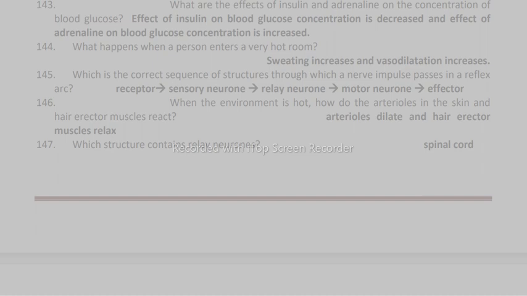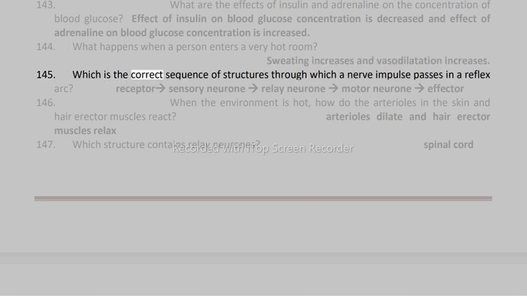143. What are the effects of insulin and adrenaline on the concentration of blood glucose? Effect of insulin on blood glucose concentration is decreased, and effect of adrenaline on blood glucose concentration is increased. 144. What happens when a person enters a very hot room? Sweating increases and vasodilation increases.